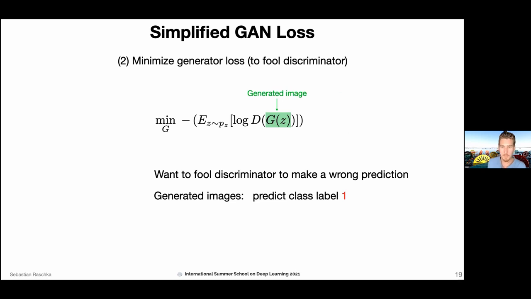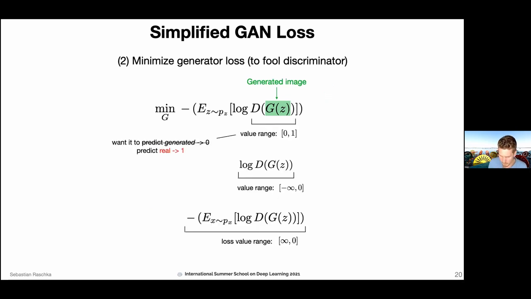Now for the generator, we want it to fool the discriminator. We want it to become so good that the discriminator can't tell apart what's real and what's fake. Then we have achieved our goal. But of course, keeping in mind that the discriminator also becomes better all the time, so it's like an adversarial game. Here we are training the generator to become better at fooling the discriminator. So when it's fooled, we want the discriminator to predict a 1 now. The true label is 0 because it's generated, but we want it to predict a 1 because we want to fool it. All right, so how do we do that?